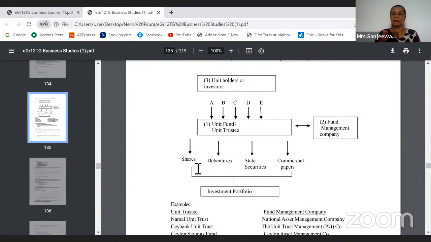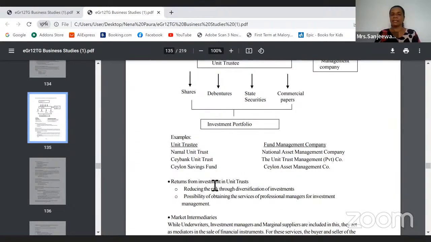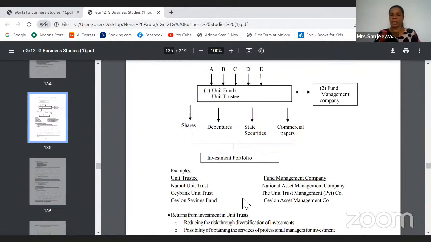Now these are some of the examples. There are some unit trusts: Namal Trust Fund, C Bank Unit Trust, Ceylon Savings Fund. So who are the fund management companies? National Asset Management Company, the Unit Trust Management Private Company, Ceylon Asset Management Company, right? So these are some of the examples. I hope that you have got the connection between unit trust, unit trustee, and the fund management company. Okay, just in a practical way, that's easy, children.